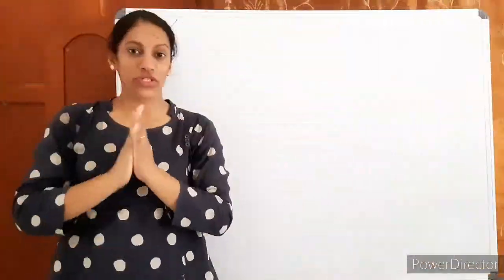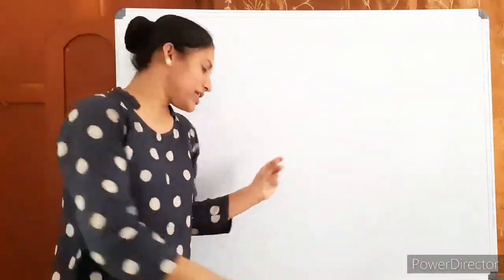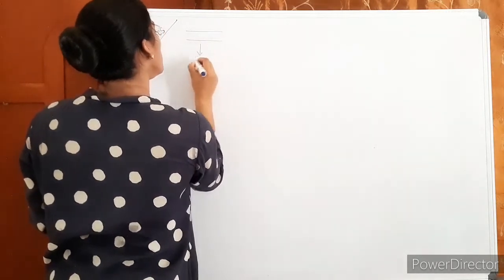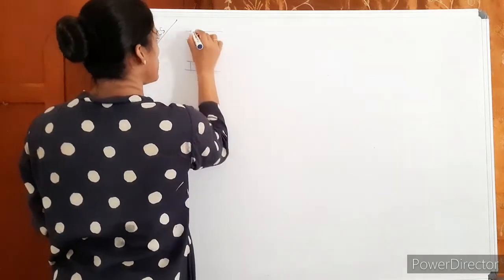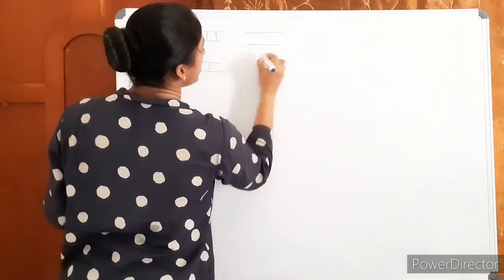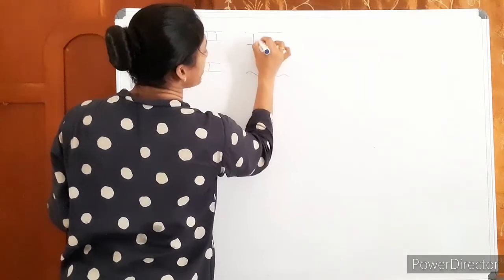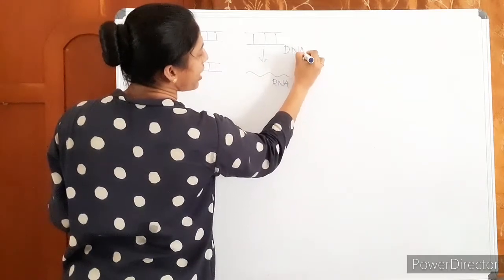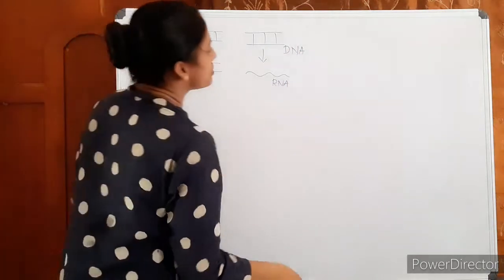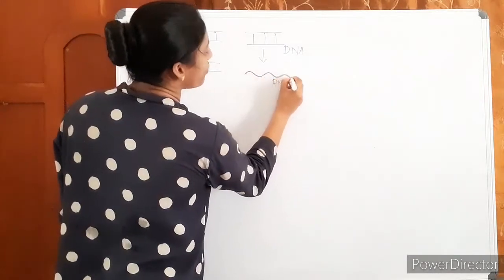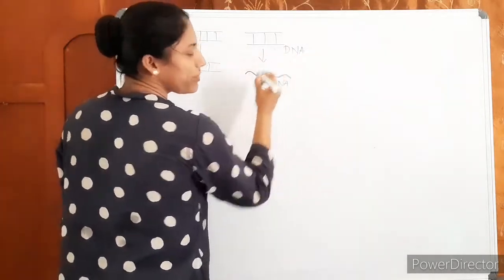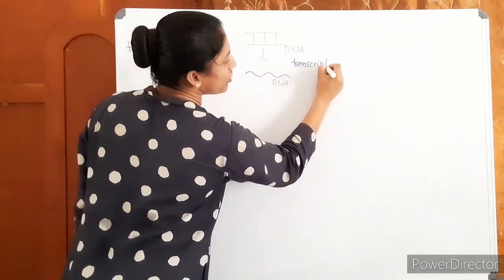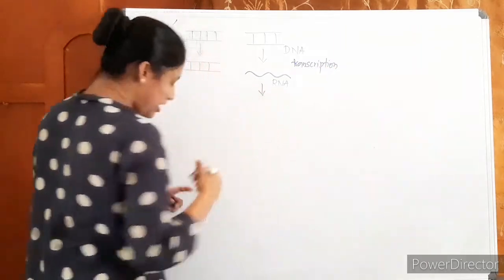So let's move on to the next topic. You have learned DNA is copied to DNA based on complementary base pairing. Then DNA is copied to RNA based on complementary base pairing. DNA to RNA. What's the process called? When an RNA is formed from DNA based on complementary base pairing, what's the process called? It is called transcription. Then what is the next process?